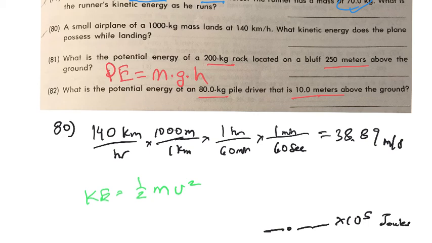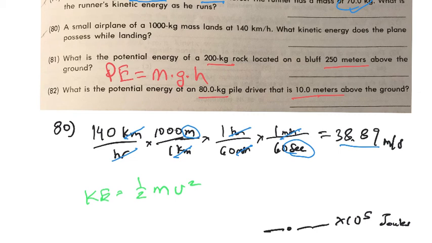Okay, let's talk about number 80. This is probably the trickiest one in this little section. We have a plane landing at 140 kilometers per hour. We want to find the kinetic energy, and we have the mass. So we have 140 kilometers per hour, but that's not the units that we need to have it in. So we have to do a conversion, and we're going to cancel the hours against hours, minutes against minutes, and then kilometers against kilometers, and then the answer will come out in meters per second, which is what we want. So do it on your calculator and just confirm that you get this same answer, okay?